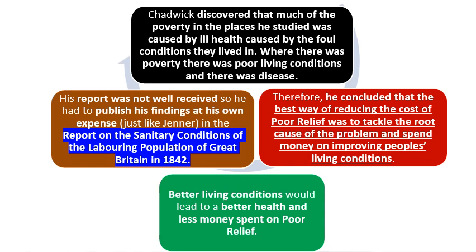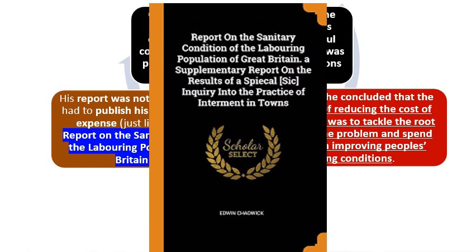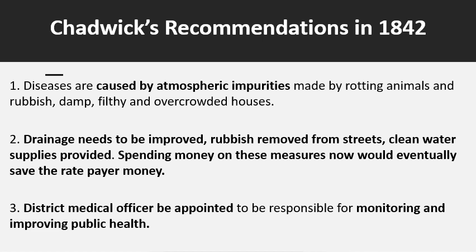Like I said, he put all that together in The Sanitary Conditions of the Labouring Population of Great Britain in 1842. Copy in my room. This is the full title. And there we are, his full recommendations. You can see he's made a mistake with the first one. He says that disease is caused by atmospheric impurities. Well, it's 1842, and 1861 is when we discover bacteria and germs. So as far as he's concerned, it's something in the air. We know it's called germs now.